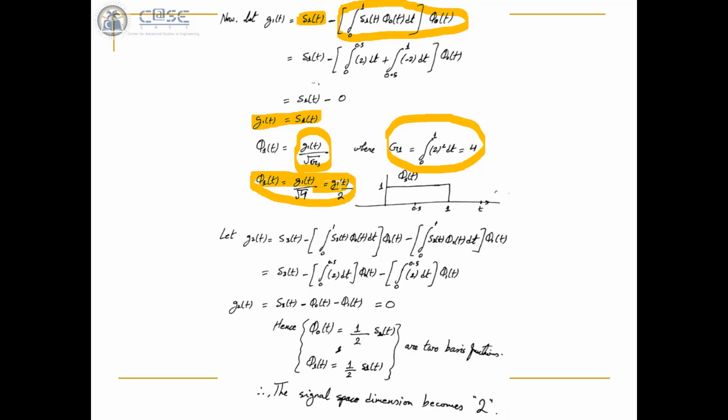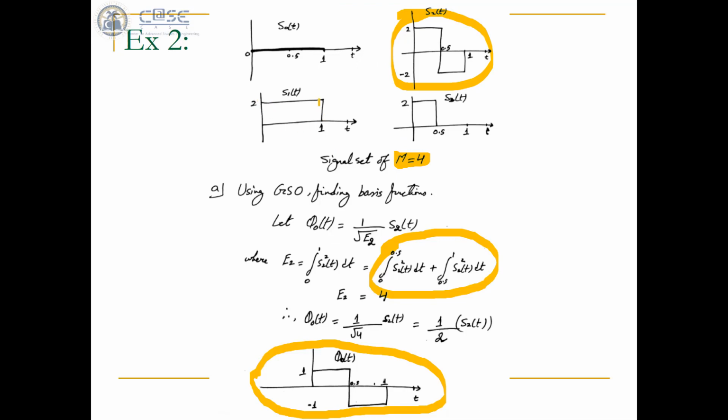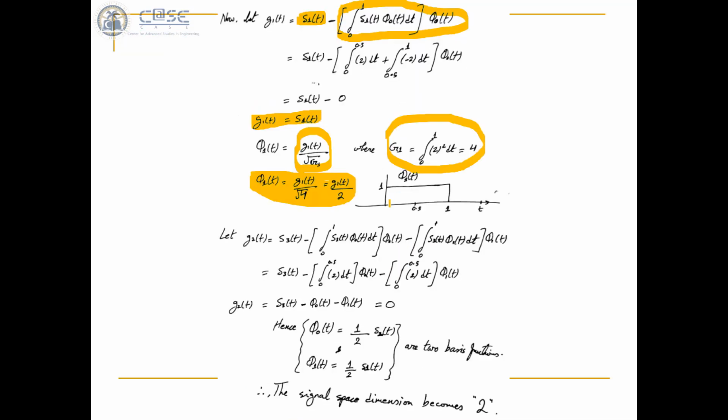And you can easily plot this result as well. You see, phi1 of t is nothing but G1 of t divided by 2, and G1 of t is represented here. If you divide it by 2, you end up getting the same shape but amplitude reduced to 1, right? So all these steps are self-explanatory, by the way, but I am trying to explain every step for you so that you can better understand everything. So we have obtained the second basis function in the second step.